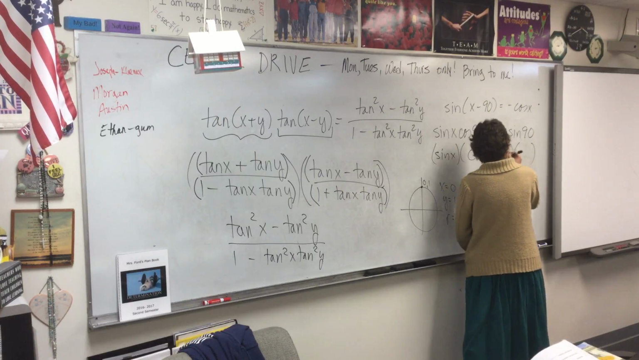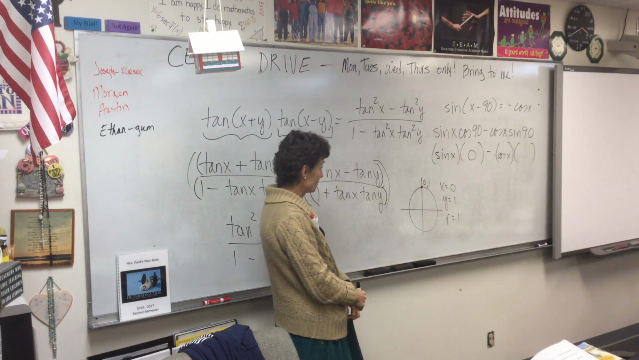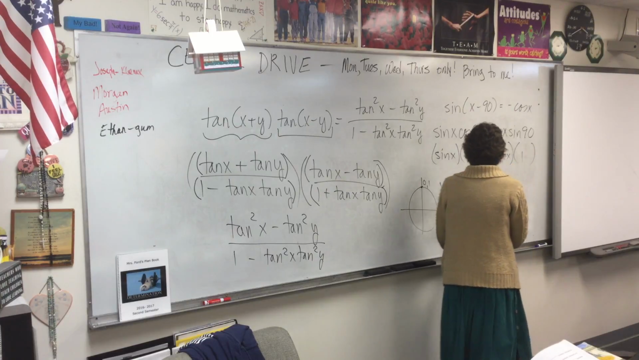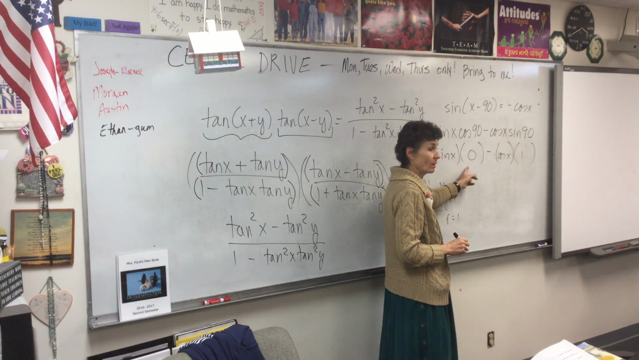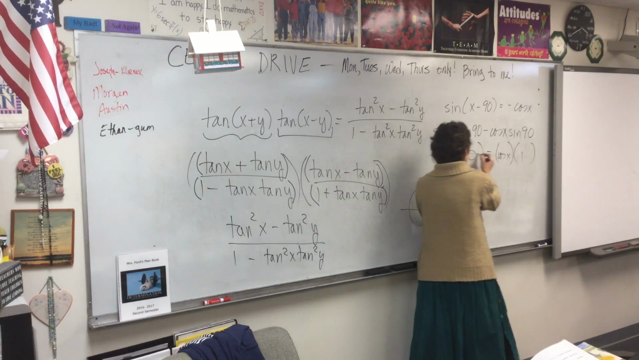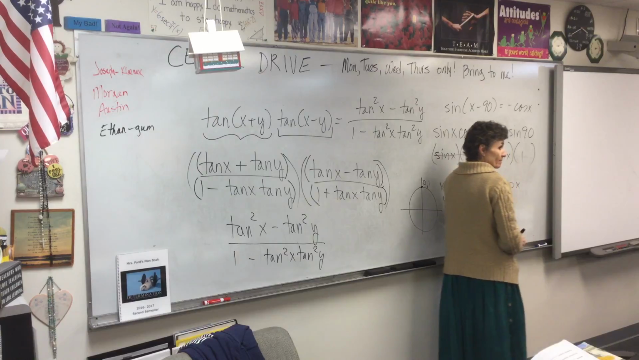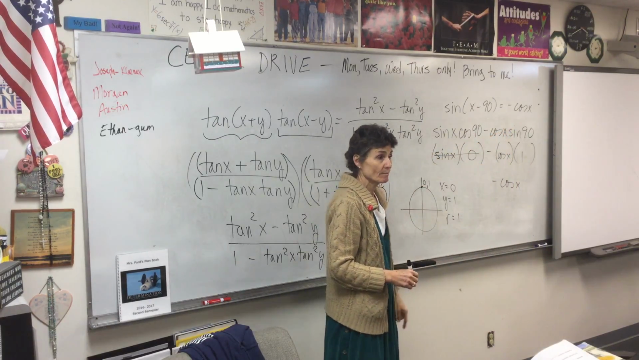Cosine x, can't do anything with that, but what about sine 90? What's the sine of 90? Y over r, which is 1. Now, what happens when I multiply these two together? Sine x times 0. It's gone. And here, I'm just going to be left with negative cosine x, which is what we wanted.